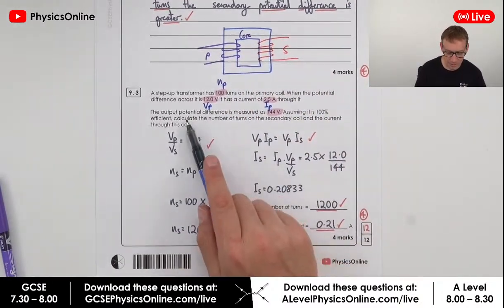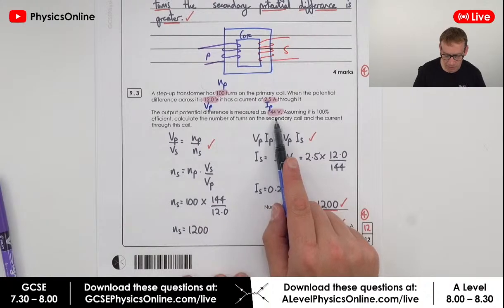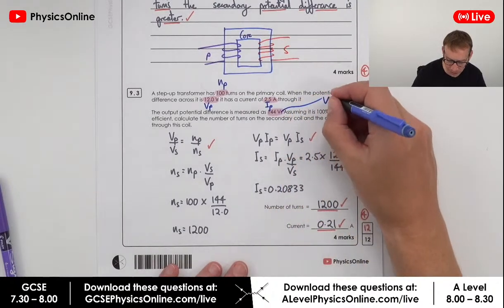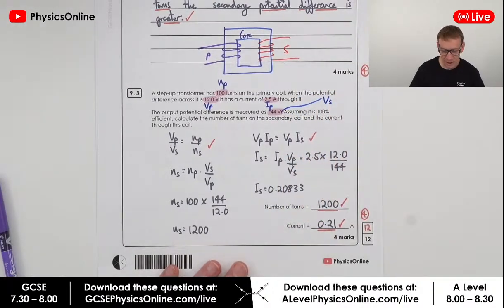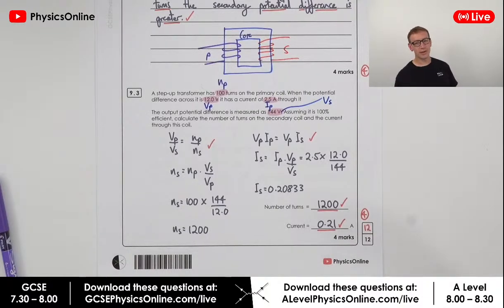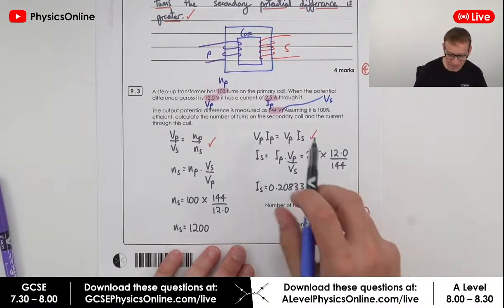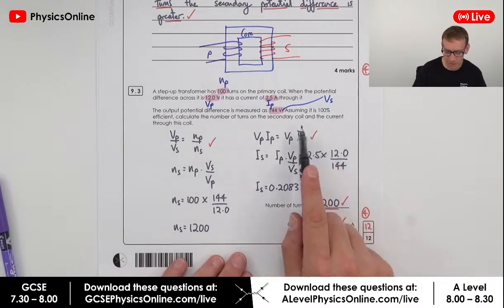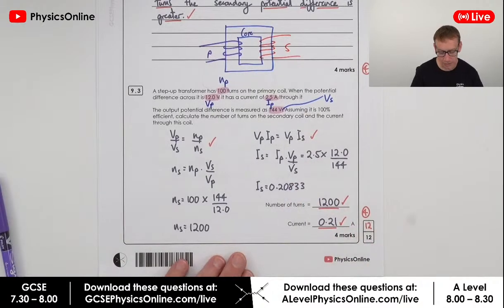Okay. The output potential difference is measured as 144 volts. So this is going to be our output potential difference. And of course, we like to assume that things are 100% efficient at GCSE. So calculate the number of turns on the secondary coil and the current through it.